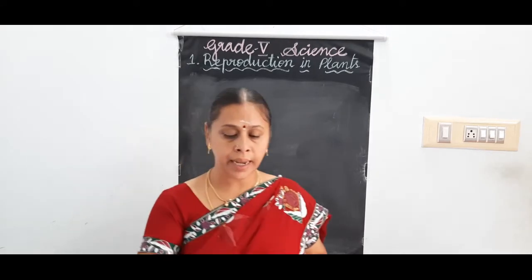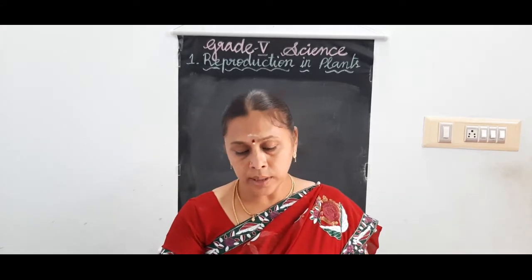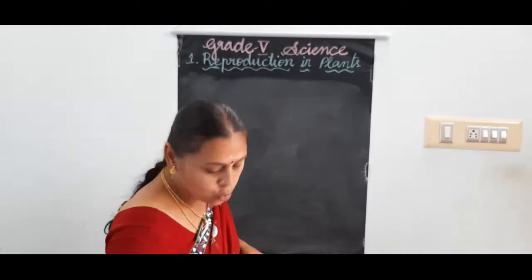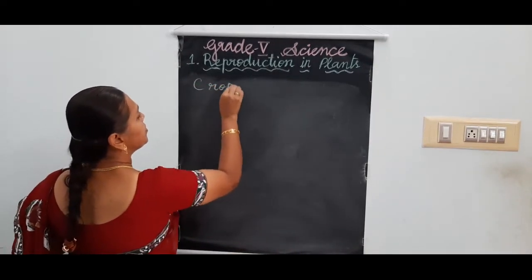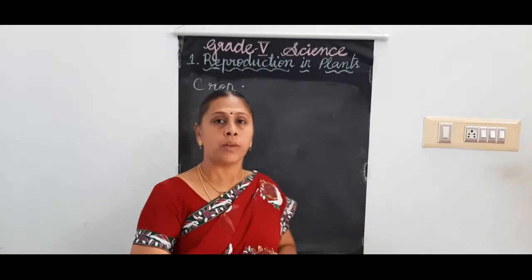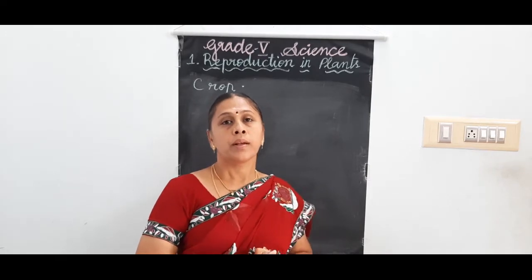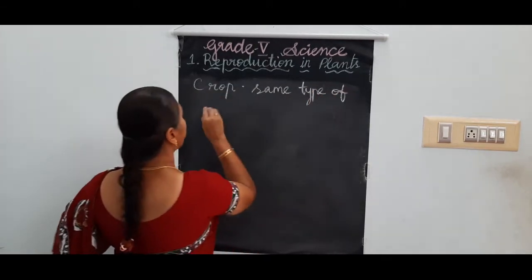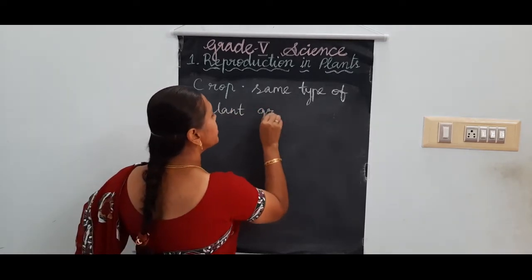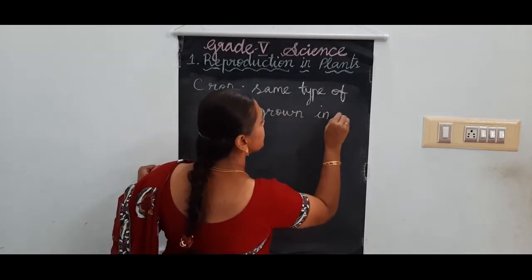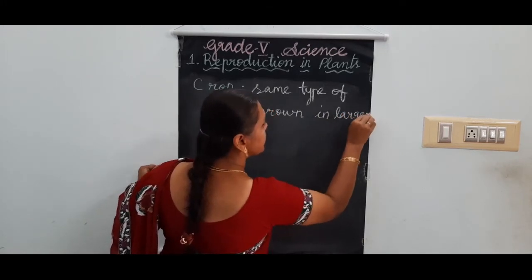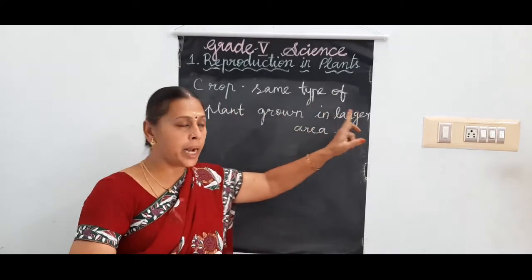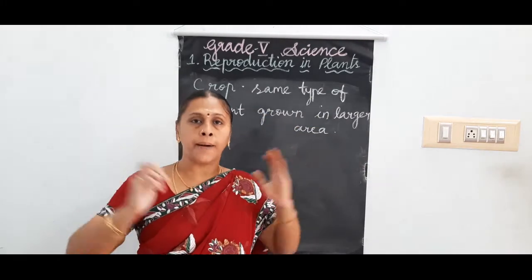Next one, let us see generally about the crops, fruits and vegetables. Crops, fruits and vegetables. What is a crop? Same type of plant grown in larger area or a field. So, crop means same type of plant grown in larger area.